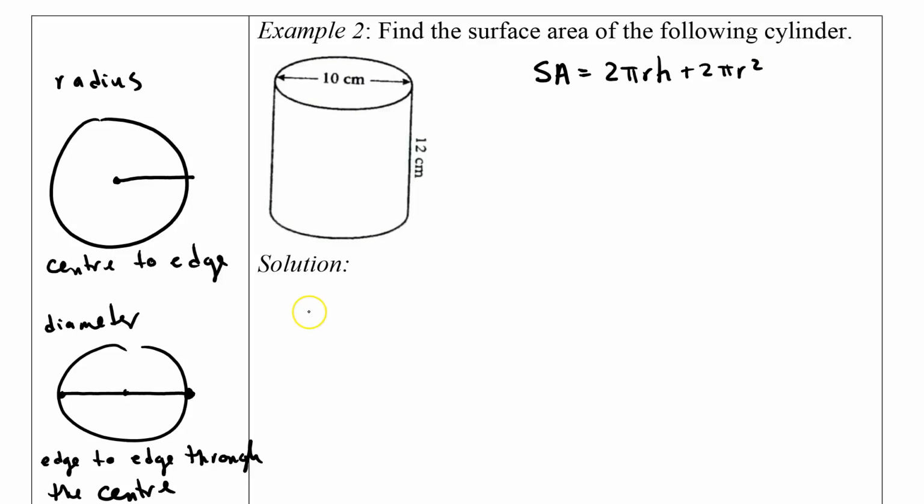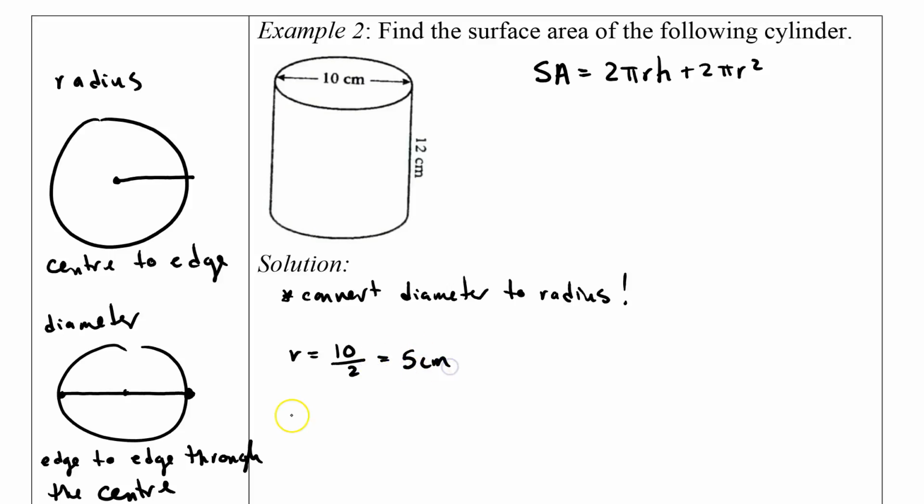So here's the thing. We need to convert diameter to radius. So the radius equals 10 divided by 2, which is 5 centimeters. And the height is going to be 12 centimeters. We don't have to do anything to that height.